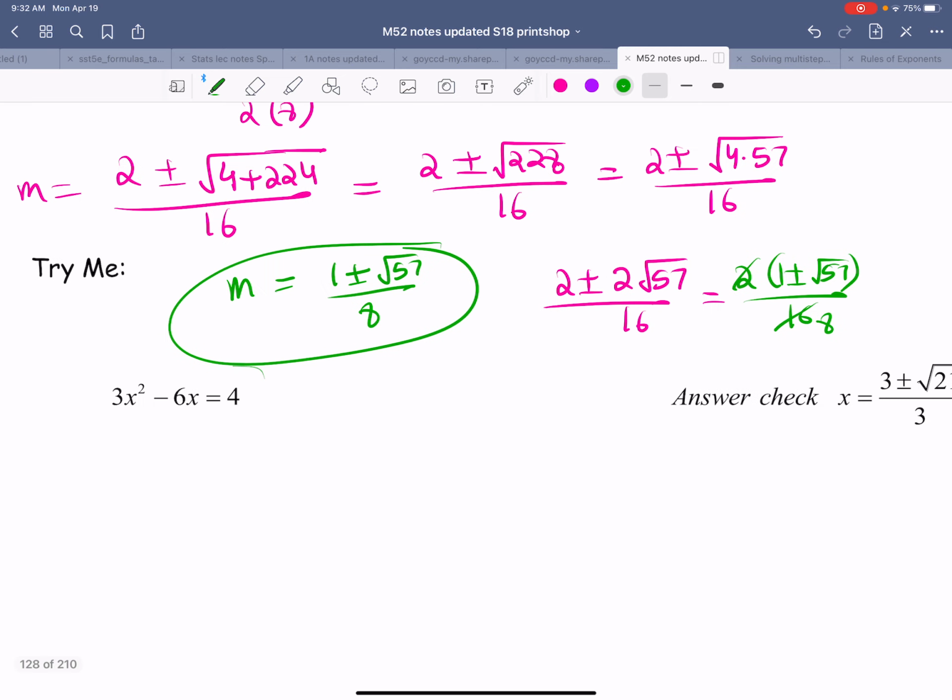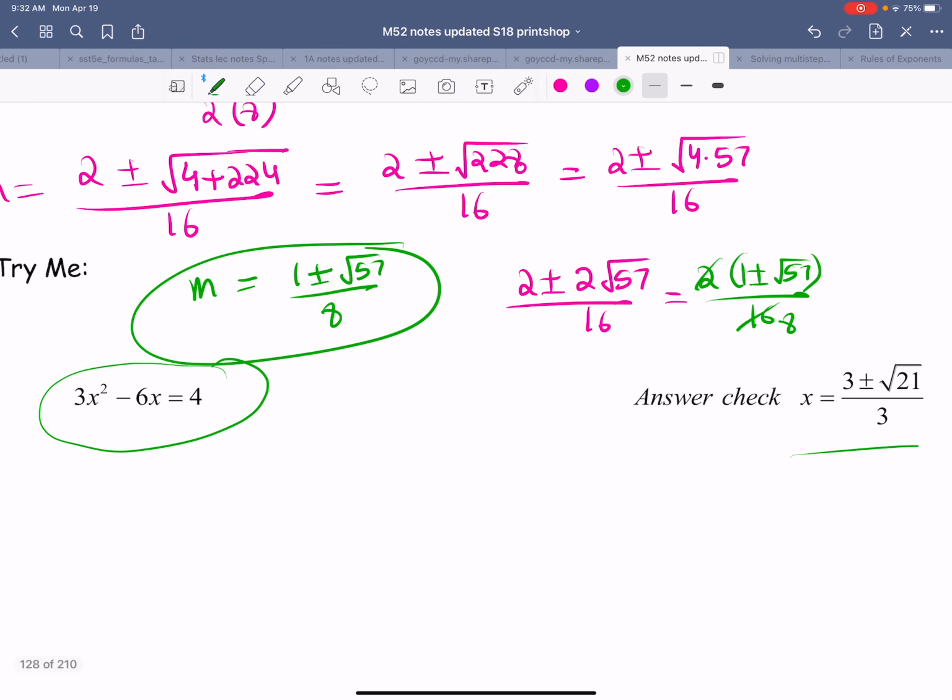Here's a try me problem. Go ahead and give it a try and match and check. Your solution should be this. If you don't get this, then come see me for help.